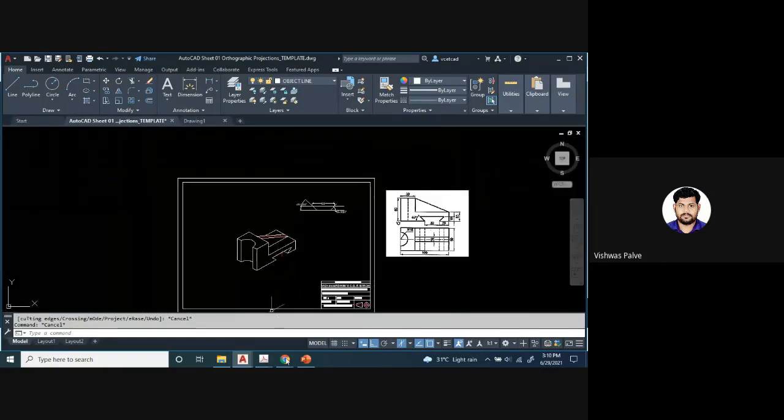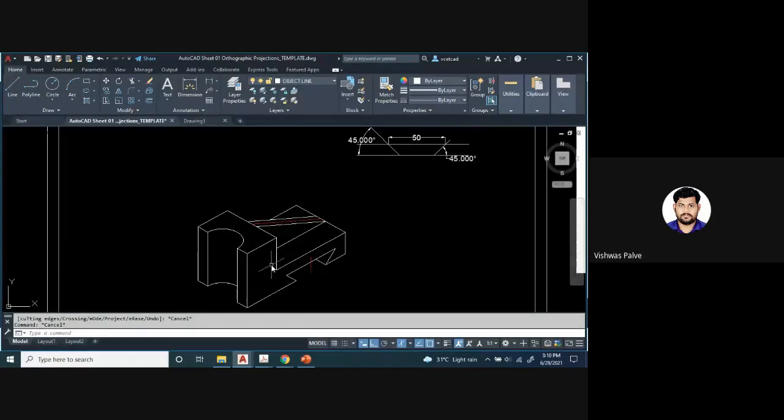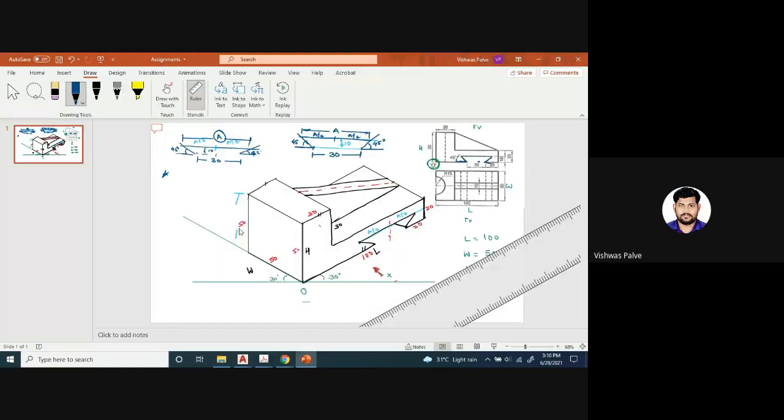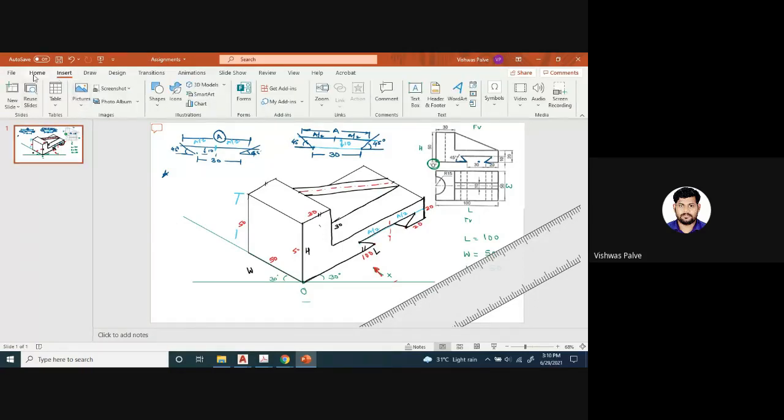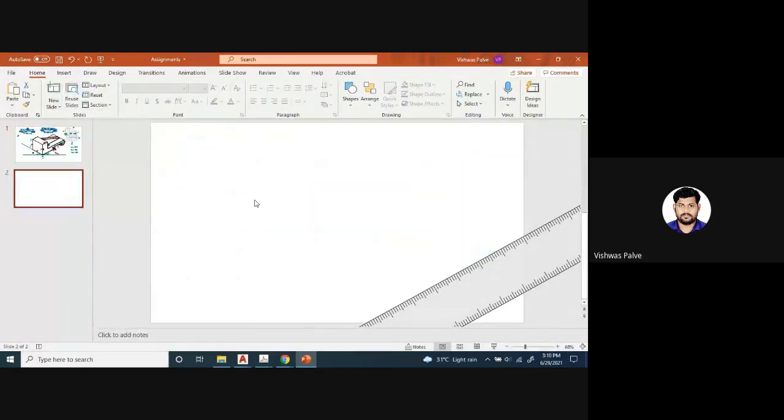Same problem I have drawn on paper, and the same problem I have drawn in isometric. In isometric, drawing a circle was very easy for me because I was using the ellipse command. Now let us come back to our conventional method. Let us draw an isometric circle. Before that, I will first show you the method of drawing a circle in isometric. I'll just take a blank sheet.